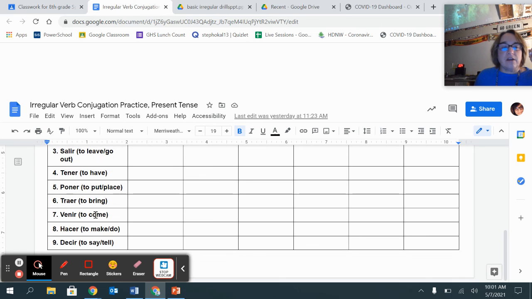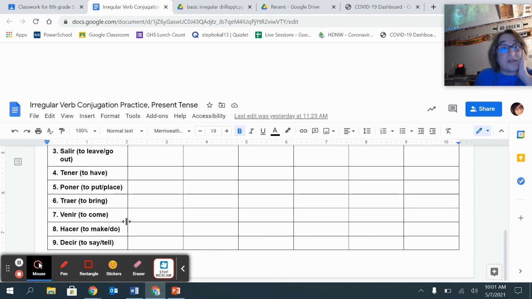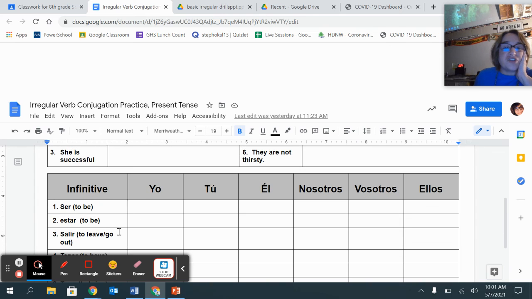And then here you are conjugating your 9 irregulars so far. There are more irregulars, but these are the only ones that you're doing. Go verbs, ser, and estar. So you're going to conjugate all the way across. So for the first one, you would say, soy, eres, es, somos, sois, son.